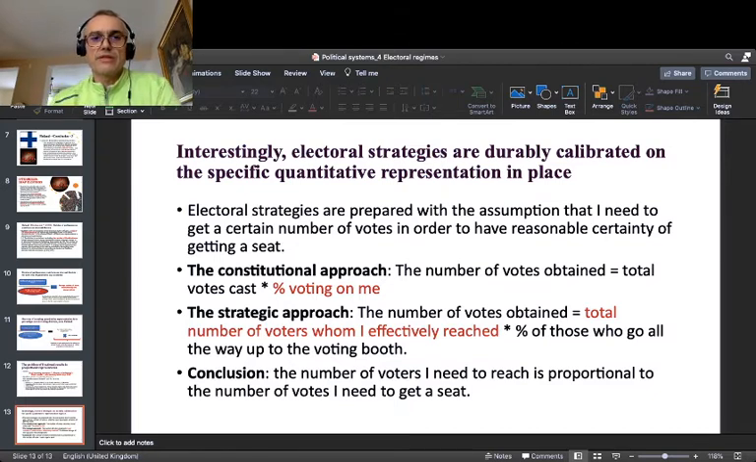So in the by-the-book constitutional approach, the number of votes that a candidate gets is a percentage of total votes cast. But when I am a political player, when I am a candidate, or when I am a spin doctor who directs the electoral campaign of a candidate, my approach is different. Essentially, I assume that I don't have any influence on the total number of votes cast in a country or in a constituency. It is just beyond my reach to influence the total number. Sometimes I can give it a little prod up or down, but essentially it is a structural characteristic of the whole electoral system. So my strategic approach is different.